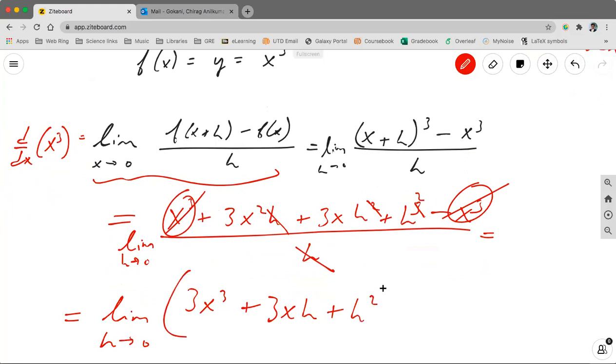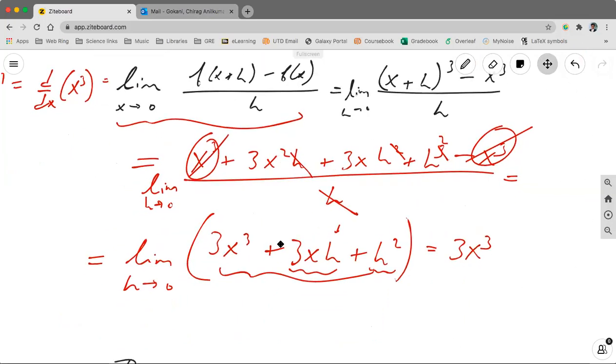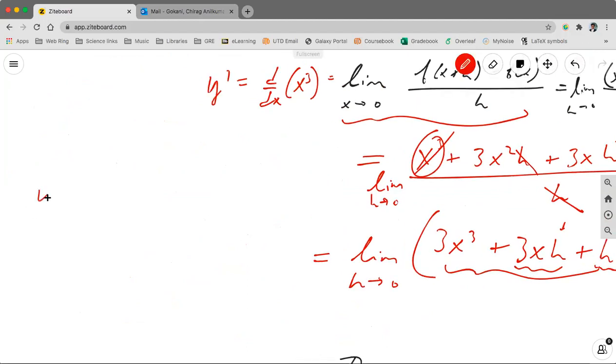And what is this limit? Can someone tell me? If you let h go to 0 in this entire thing, what does this equal? Just 3x squared, yeah, because if h goes to 0, then this entire term goes to 0. And if h goes to 0 here, obviously h squared also goes to 0. So good. Now we found the derivative of x cubed. And I'll make that statement here. If y is x cubed, then y prime is 3x.